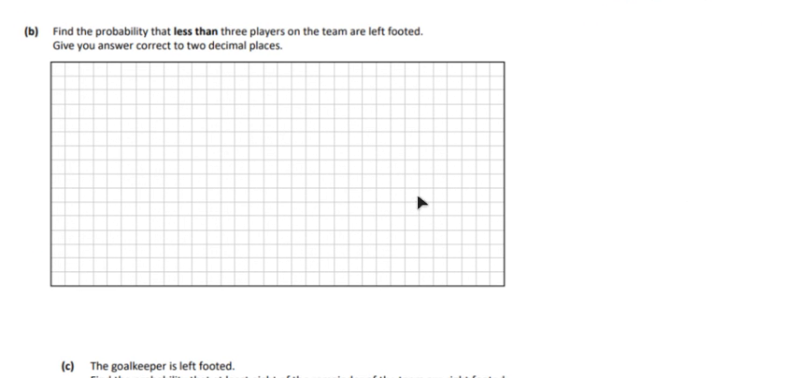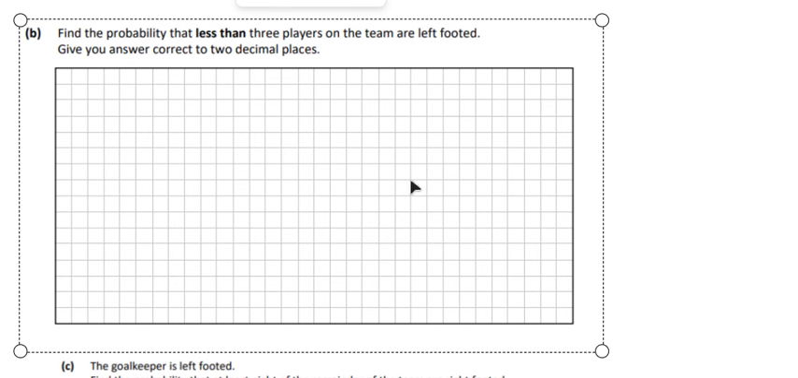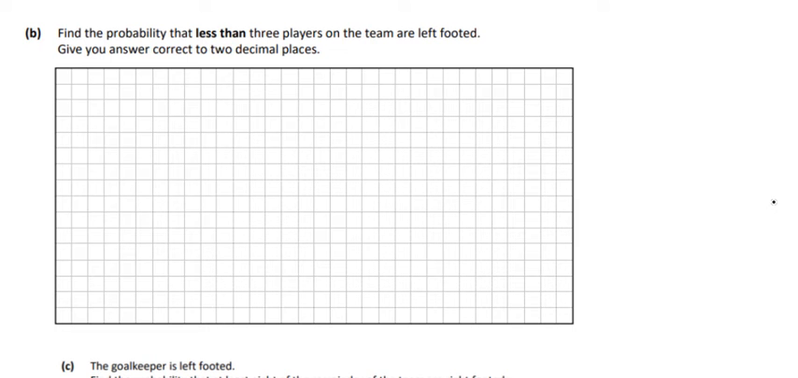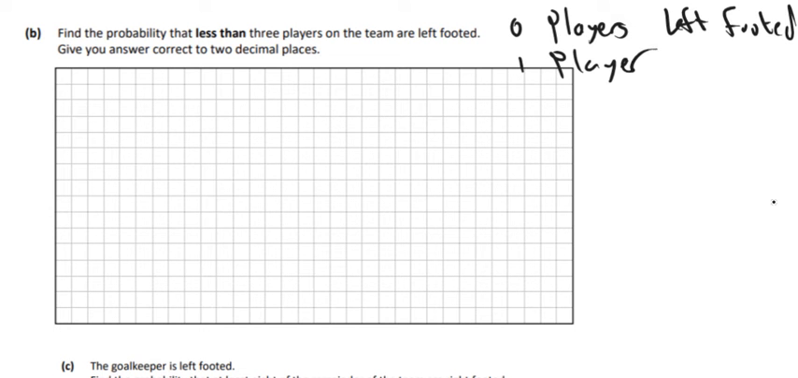Second part then, you're using the same percentages and all that. So find the probability that less than 3 players on the team are left-footed. So less than 3 players, so that would have to be either 0 players are left-footed, one player is left-footed, or 2 players are left-footed. So that would include all of these. So 0, 1 or 2. It says less than 3 players, so you can't include 3 players in it.